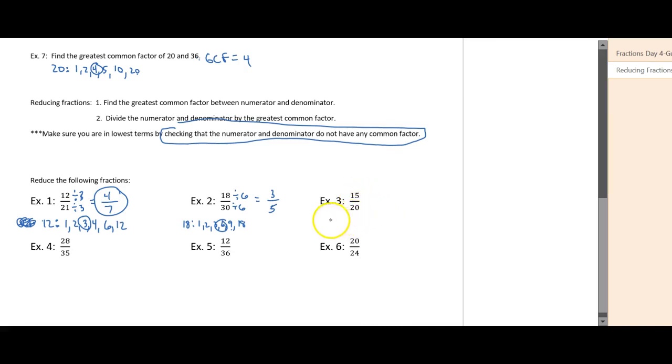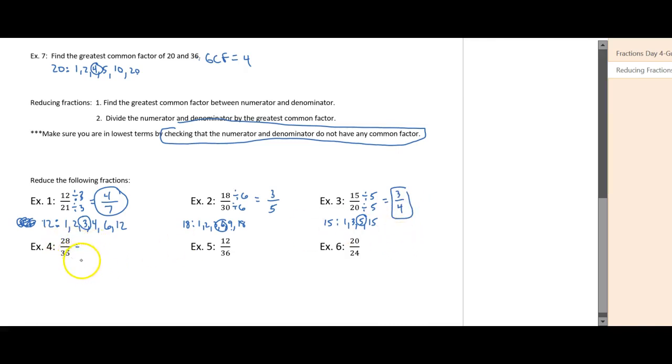Example 3, factors of 15. So we have 1, 3, 5, and then 15. What's the largest number from this list that goes into 20? That would be 5. So I'm going to divide the numerator by 5, the denominator by 5, and I would get 3 over 4.